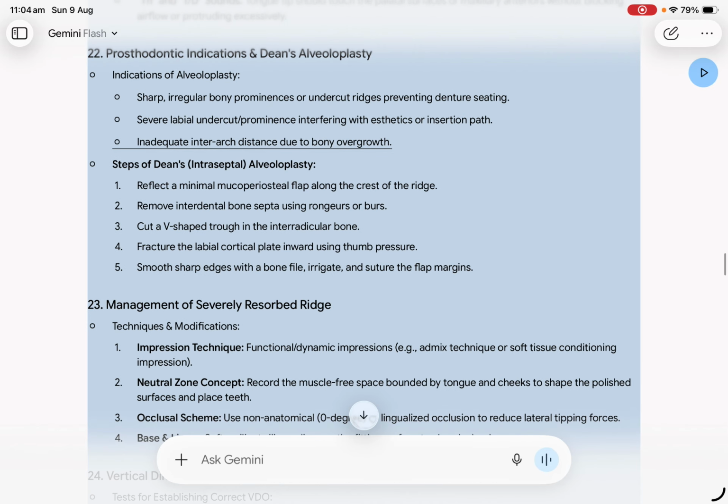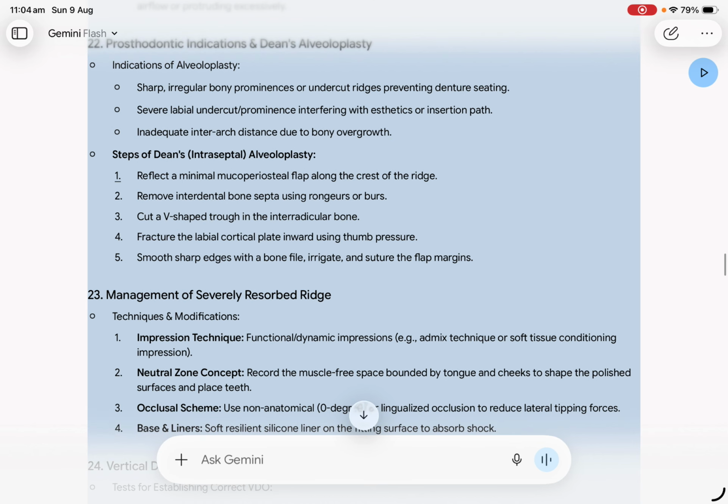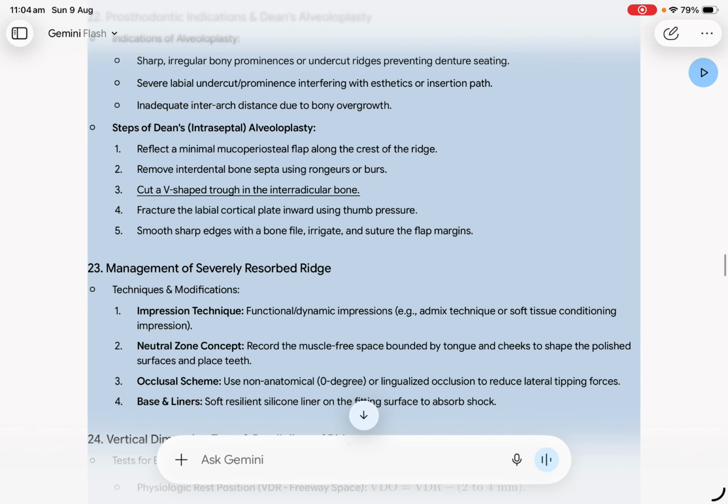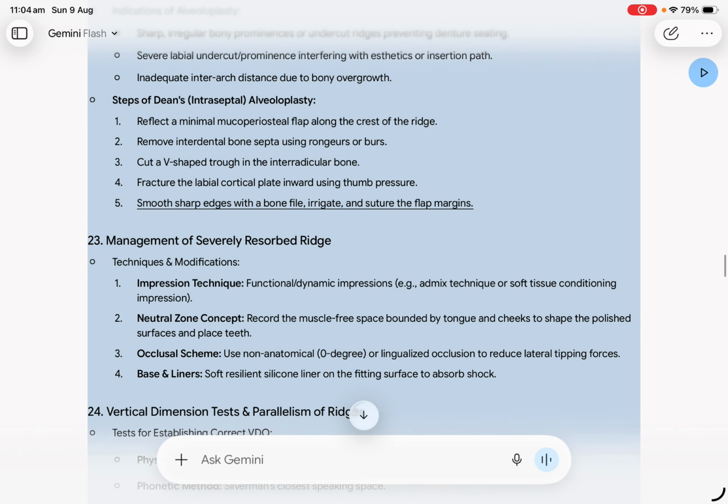Steps of Dean's intraseptal alveoloplasty. 1. Reflect a minimal mucoperiosteal flap along the crest of the ridge. 2. Remove interdental bone septa using rongeurs or burrs. 3. Cut a V-shaped trough in the interradicular bone. 4. Fracture the labial cortical plate inward using thumb pressure. 5. Smooth sharp edges with a bone file, irrigate, and suture the flap margins.